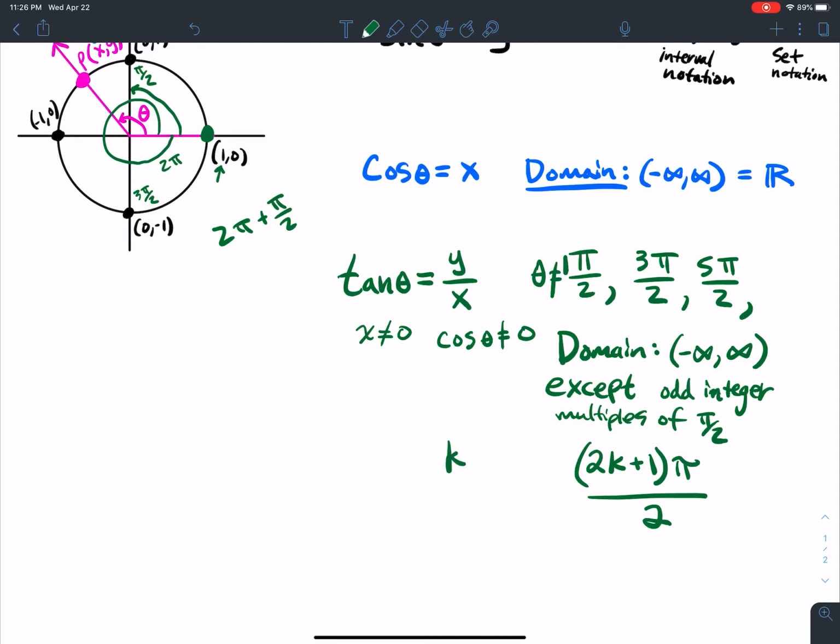Where k could be like 0, 1, 2, 3, and so on, right? So if I plug in 0, I get pi over 2. If I plug in 1, I get 3 pi over 2. If I plug in 2, I get 5 pi over 2, and so on forever and ever. Now you can run that game backwards too, okay? You could plug in a negative 1, and I get negative pi over 2. Remember, negative pi over 2 would rotate us back the opposite direction, and you would still end up in that same pickle.